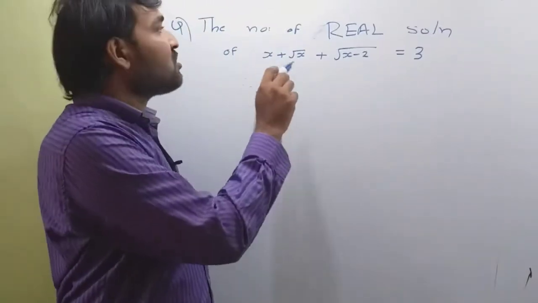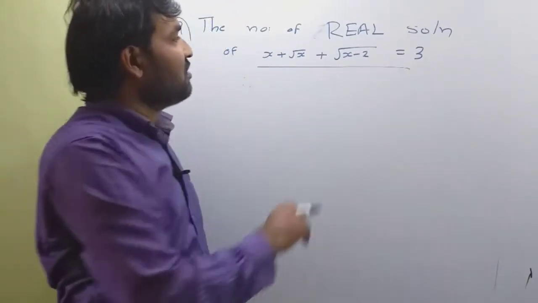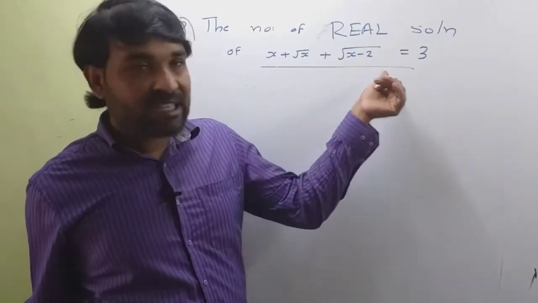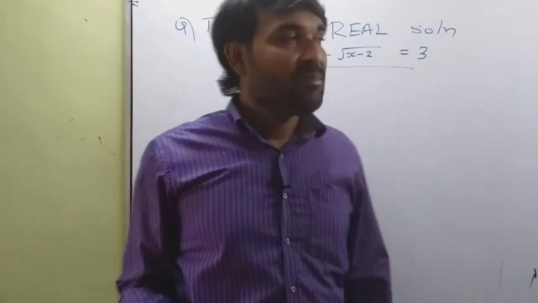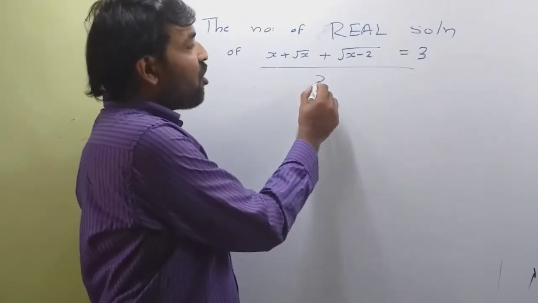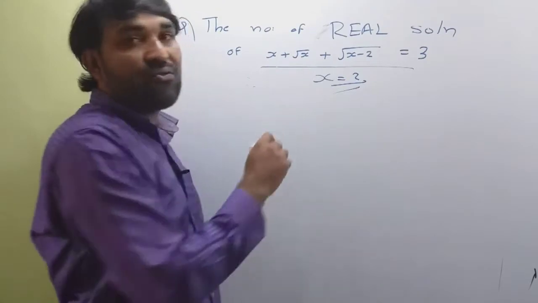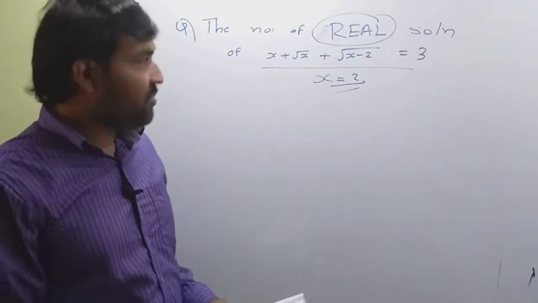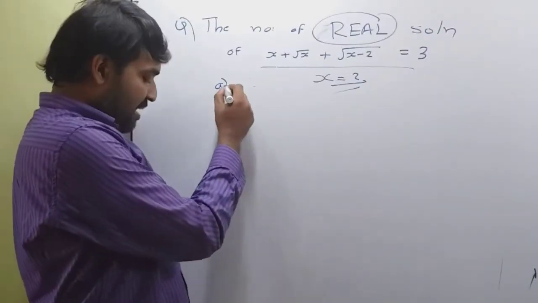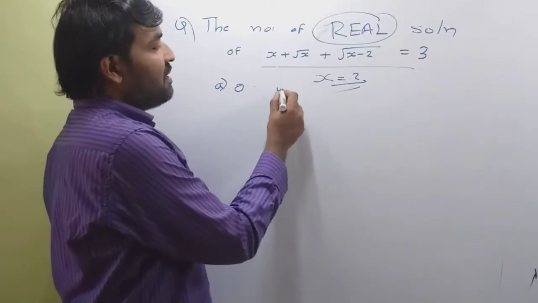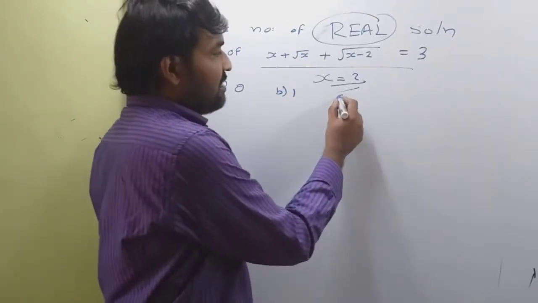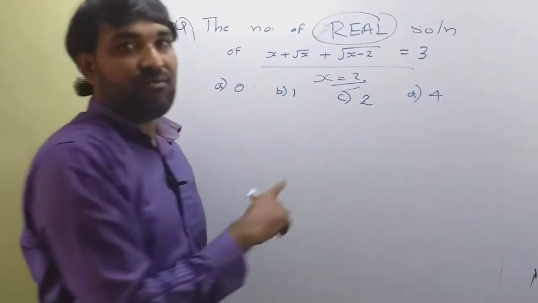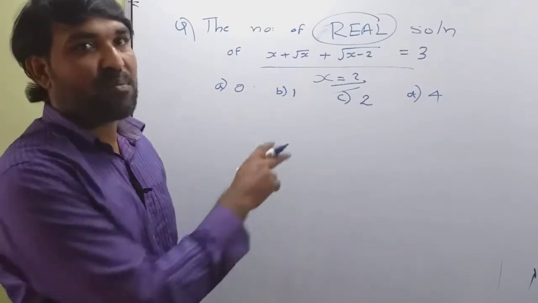Find the number of real solutions of this equation: x plus root x plus root of x minus 2 is equal to 3. We want to find the number of real solutions for this equation. The choices given are A is 0, B is 1, C is 2, and D is 4.